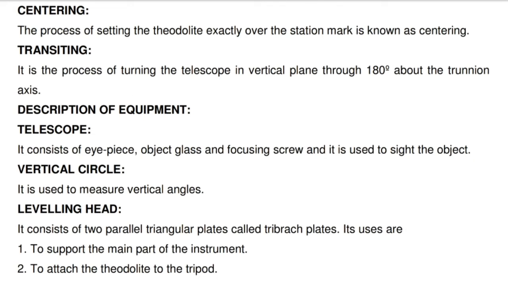Centering. The process of setting the theodolite exactly over the station mark is known as centering. Transiting. It is the process of turning the telescope in vertical plane through 180 degrees about the trunnion axis.